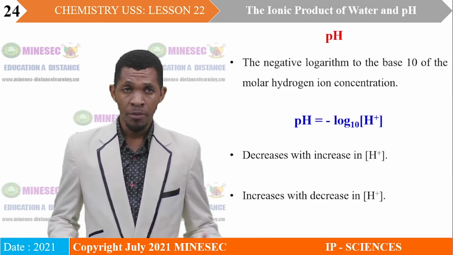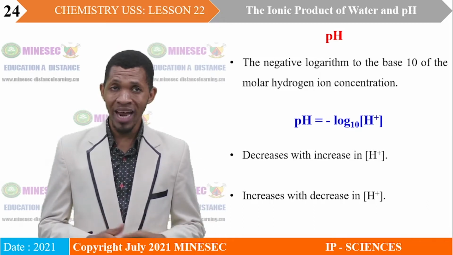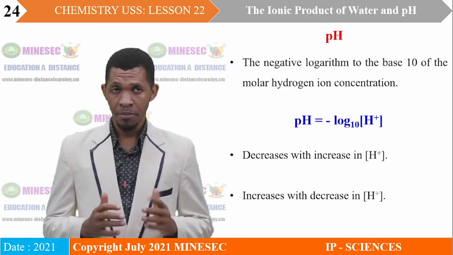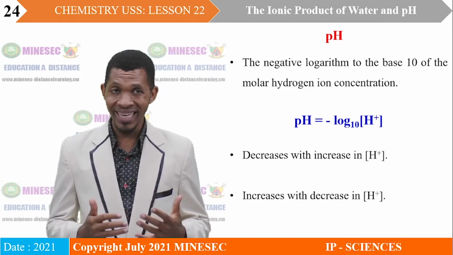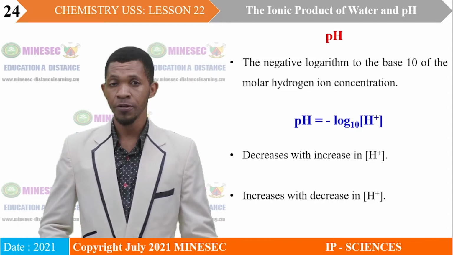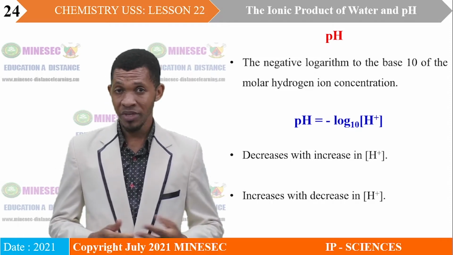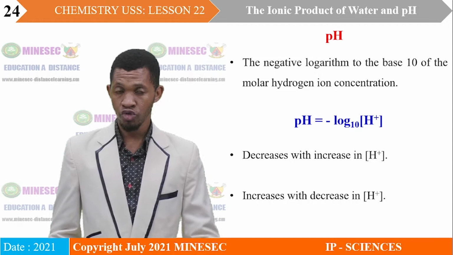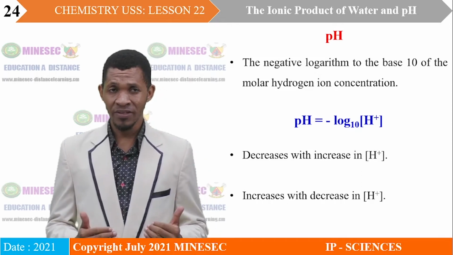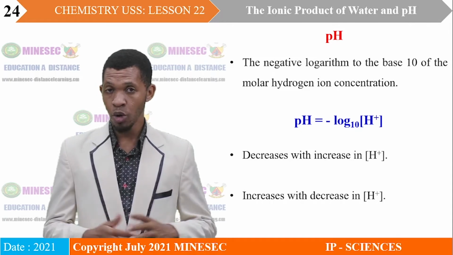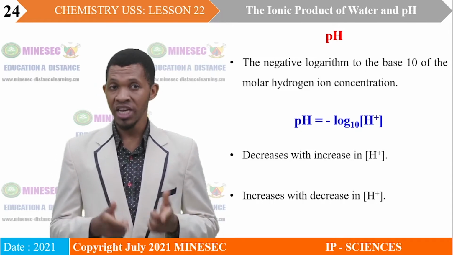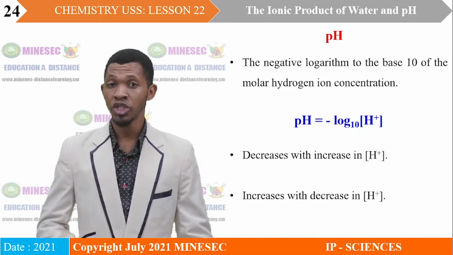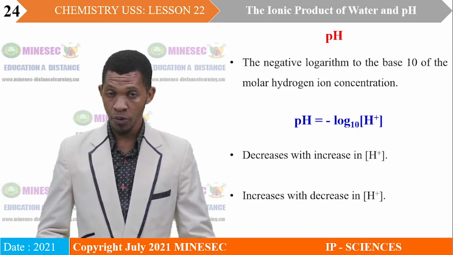pH. pH is defined as the negative logarithm to the base 10 of the molar hydrogen ion concentration. I repeat, pH is the negative logarithm to the base 10 of the molar hydrogen ion concentration. Mathematically, pH is equal to negative log base 10 of the molar hydrogen ion concentration. Now notice that pH decreases with increase in the molar concentration of hydrogen ions, and pH increases with decrease in the molar concentration of hydrogen ions. So pH is inversely proportional to the molar concentration of hydrogen ions.